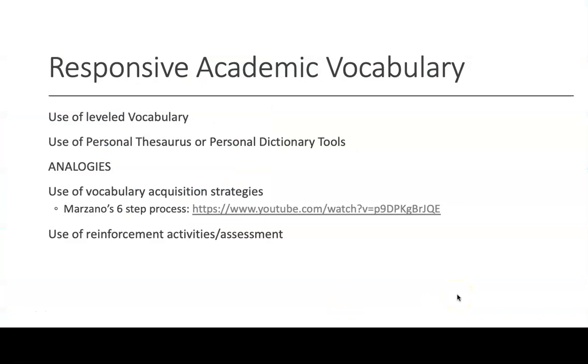Okay, so we saw the Marzano 6-step process, and I highly recommend that you try that even if you don't teach English. If you're teaching math, science, history, if they're key terms, you can do that.